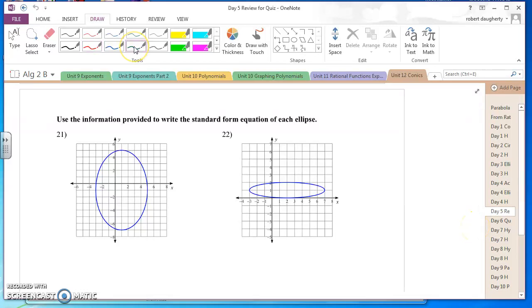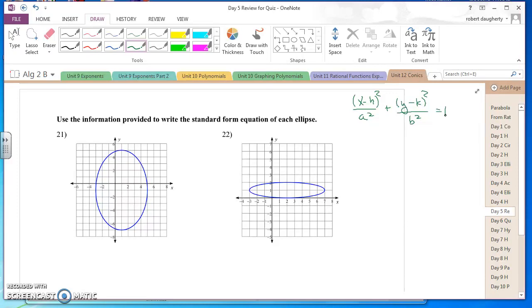Page 4 of the review, continuing with ellipses. Here we have a couple scenarios where we're given a graph and asked to find the equation. So remember, our equation is (x minus h) squared over a squared plus (y minus k) squared over b squared equals 1. In order to write the equation of the ellipse, we need to know the center, and we need to know a and b.